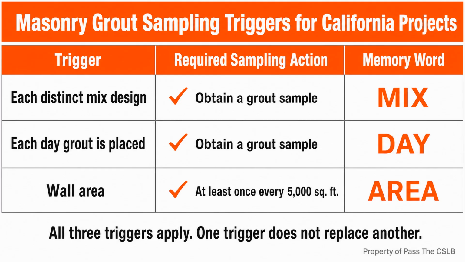I do not need a long mnemonic for this. I only need those 3 words in the correct order. Mix, day, area. This is also where coordination matters more than last-minute reaction. If the testing agency is called after the grout is already placed, the superintendent has lost the clean opportunity to obtain the required field sample from that placement. The source-backed lesson is to connect the inspection and testing schedule directly to the production schedule.